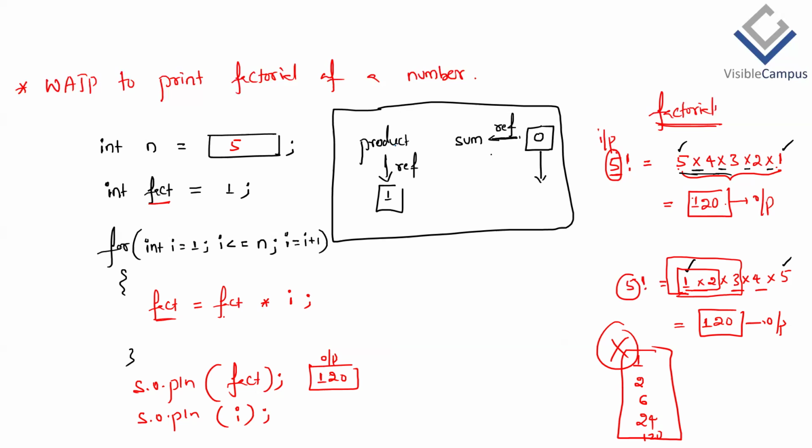5 goes to 5 plus 1, 6, and then it terminates, because the condition is not satisfied. Yeah, I got your point.